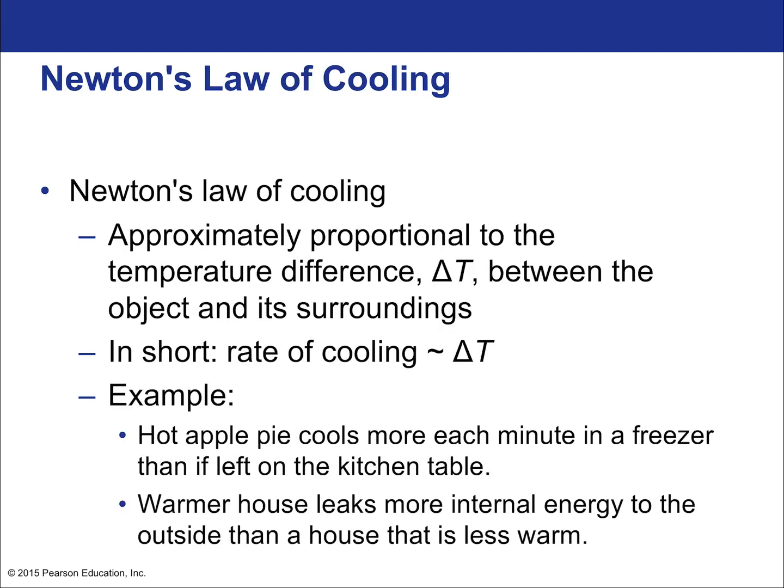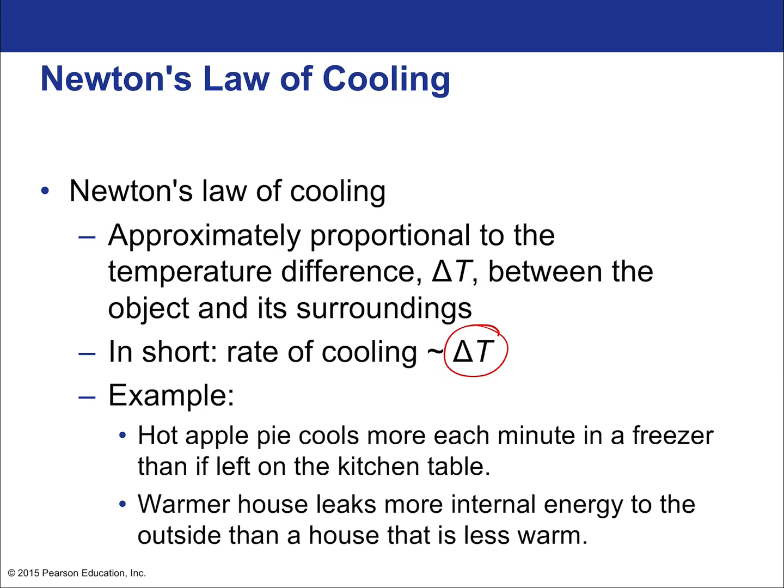Okay, so now on to our final two auxiliary topics, Newton's law of cooling and the greenhouse effect. All right, so let's move right through these. Newton's law of cooling tells us that there's an approximate proportionality to the temperature difference, delta T, between the object and its surroundings. In short, the rate of cooling is proportional to the difference in temperature. So if you're twice as hot as your surroundings, then you're going to cool twice as fast. Let's say my temperature difference with my surroundings is 5 and your temperature difference with your surroundings is 10. Well, that means you're going to cool off twice as fast as me.